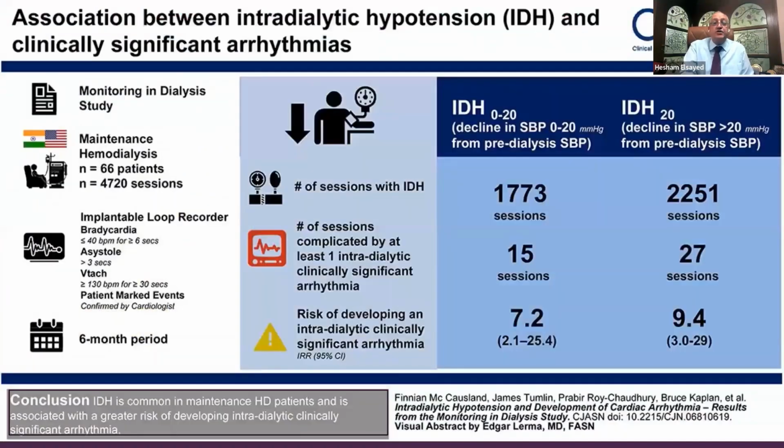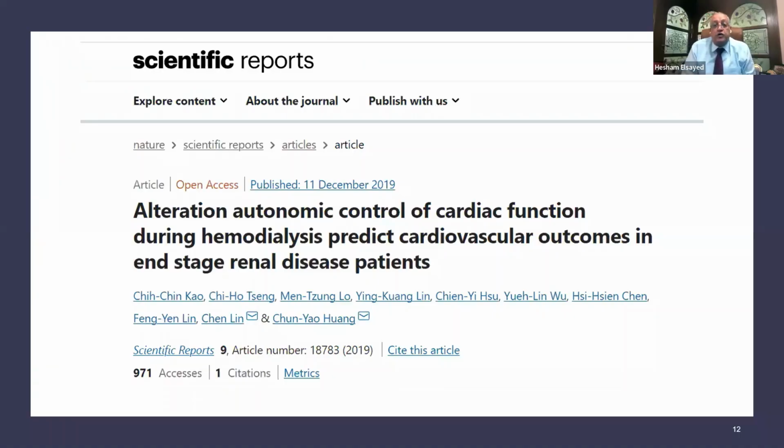There are several associations between intradialytic hypotension and significant arrhythmia during dialysis. In conclusion, this study shows it is common in maintenance hemodialysis patients, in the range between 10% and 20%. Alteration of the autonomic control of cardiac function during hemodialysis predicts cardiovascular outcomes in end-stage renal disease.